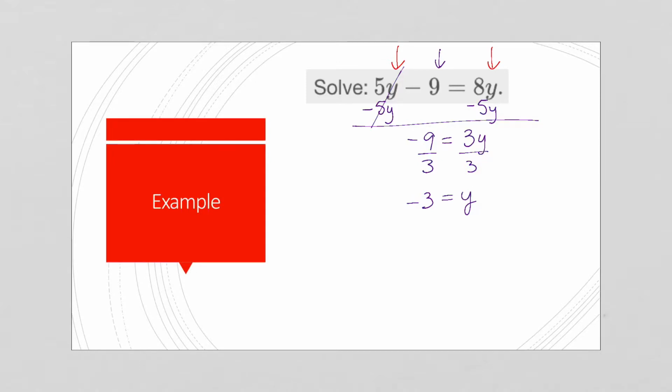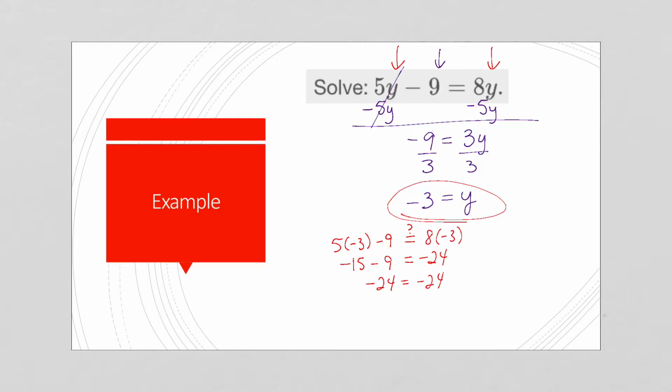And to check my work, I would take that negative 3 and put it everywhere I see y. 5 times negative 3 minus 9. Does that equal 8 times negative 3? I've got negative 15 minus 9. What's 8 times negative 3? It's negative 24. Negative 15 minus 9 is negative 24. So yeah, that's my solution right there. Y does equal negative 3.